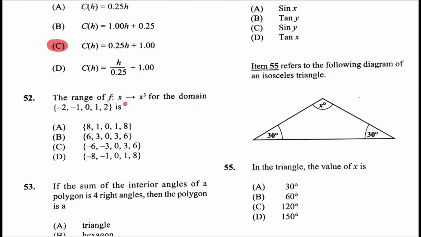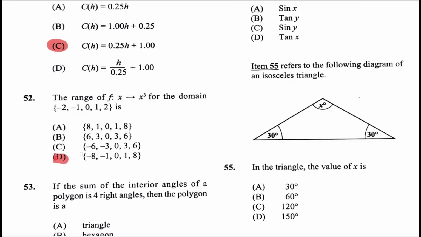52, range of f of x equals x cubed for the domain. Range is your highest minus your lowest. If I substitute minus 2 into this, you get minus 8. I put 2 into here, you get 8. Minus 1 into here, you get minus 1, because minus 1 cubed is minus 1. 0 cubed is 0. 1 cubed is 1. You get D.